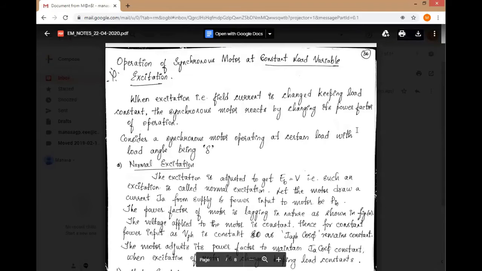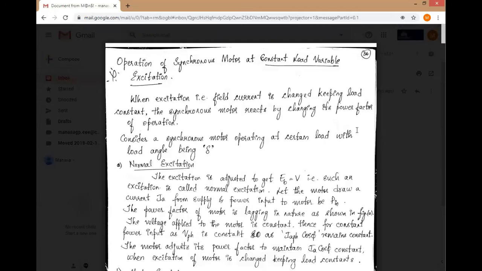Operation of synchronous motor at constant load, variable excitation. Remember here, we have kept the load constant and we are varying the excitation. So what is this excitation basically? It is the process where we supply electricity by either AC or DC. But in case of synchronous motor, we are supplying DC. So it is the process of giving DC supply to the rotor winding, or in turn the field winding, because of which the magnetic field is produced.